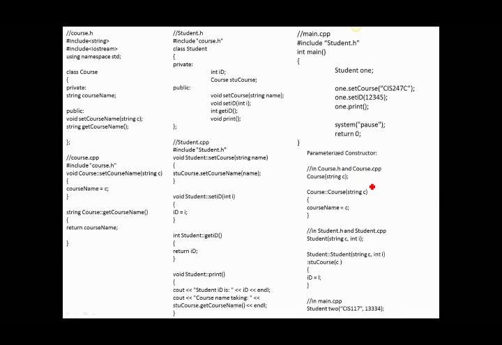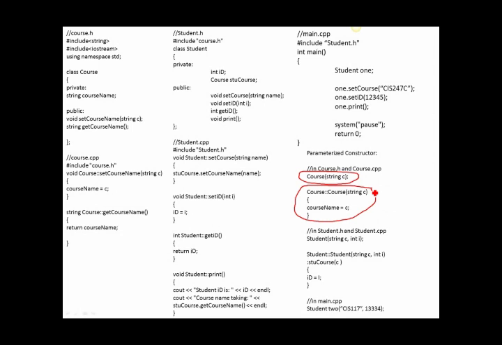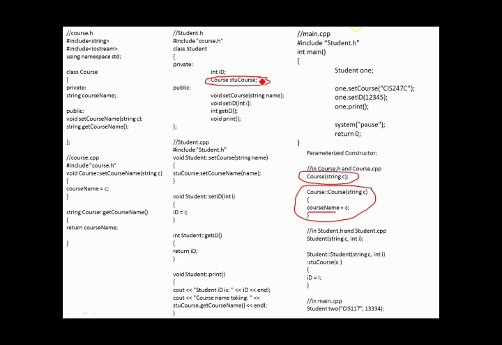Parameterized constructor. Let's assume that in course.h we had a parameterized constructor called course that takes in a string argument. And here's a definition of the parameterized constructor. It takes in a string, and sets the string to the private member variable course name. Now, how would that work if I was in the student class and I'm using a course object in the student class? How do I use the parameterized constructor? Well, here it is. Let's assume we have a student constructor in the student class that takes in a string and an integer, the string for the course name, integer for the student's ID.